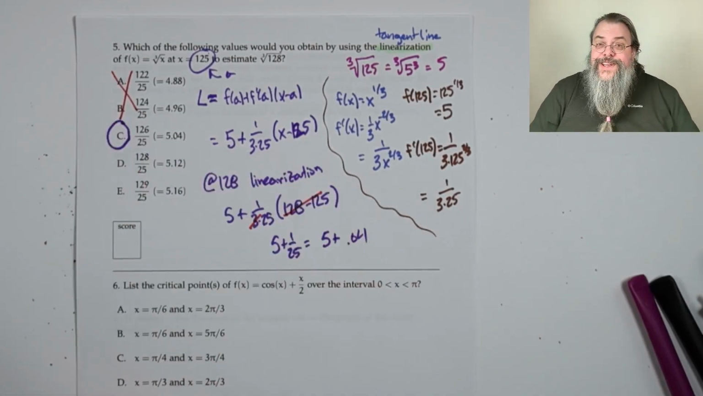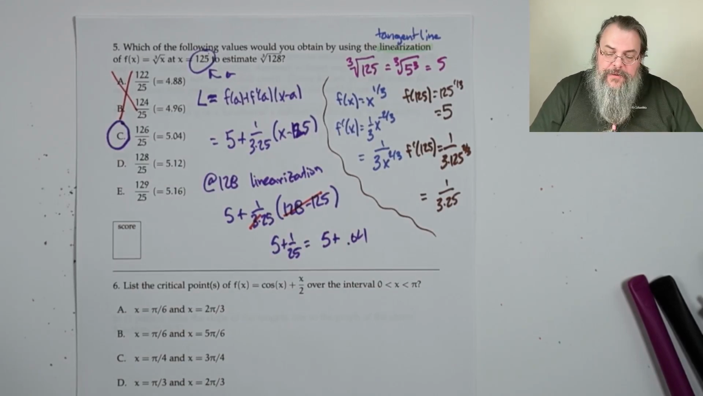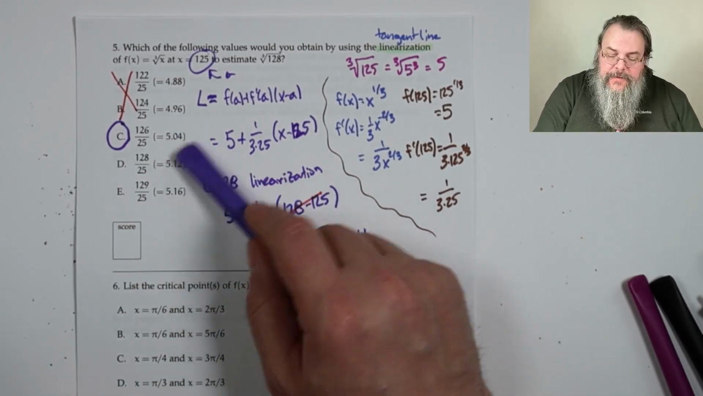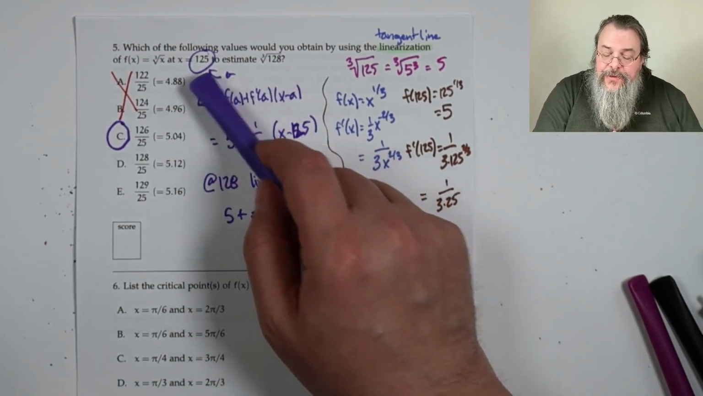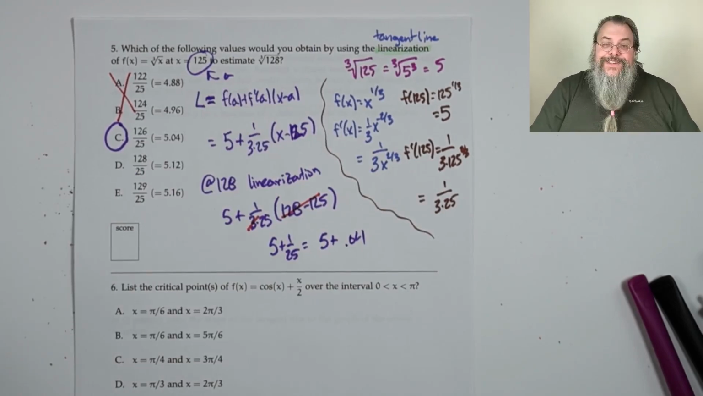So it was C. Yeah, that's not too surprising. It should be a little bit bigger than 5, but not much, since 128 is very close to 125.